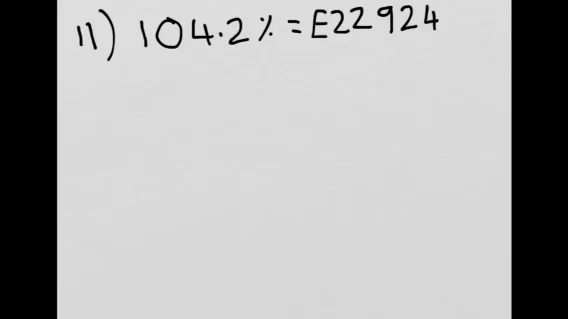So this question is a reverse percentage. So you're looking to find 1% and then multiply to find 100%. Okay, so when you find 1%, times by 100 to find 100%, and that will give you Jessie's wage before the pay rise. I hope this has helped.